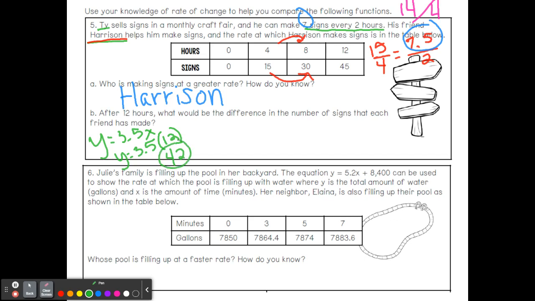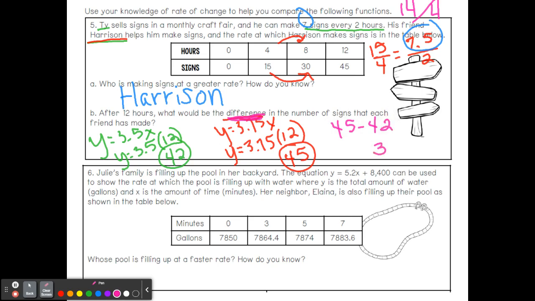Harrison, we said that he can make 3.75 signs per hour. So if we substitute 12 for our variable, because how many can he make in 12 hours? Okay, our input would be 12. Then when we multiply that, we get 45. So when it says what would be the difference, then they're asking after 12 hours, how many more signs would Harrison have made? Well, then we just need to subtract 45 minus 42, and we get 3 signs different. Okay, Harrison would have made 3 more signs after that amount of time.